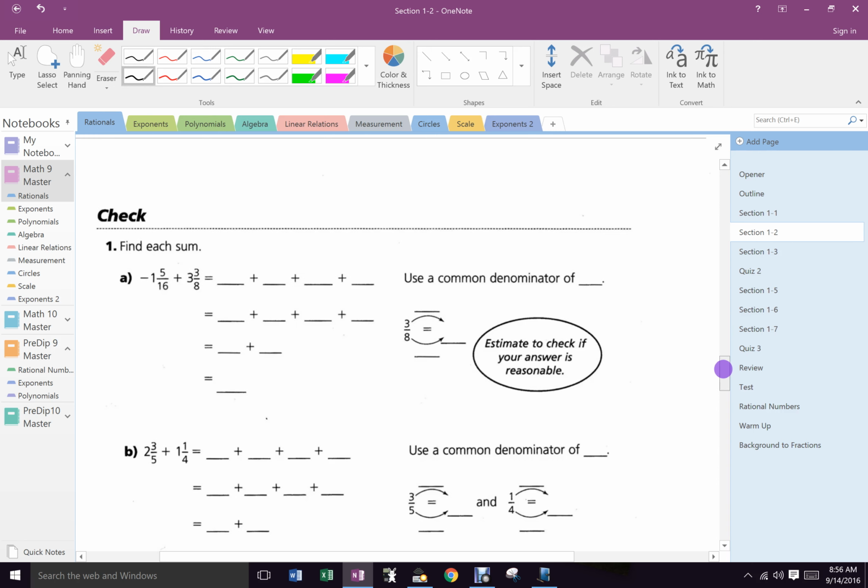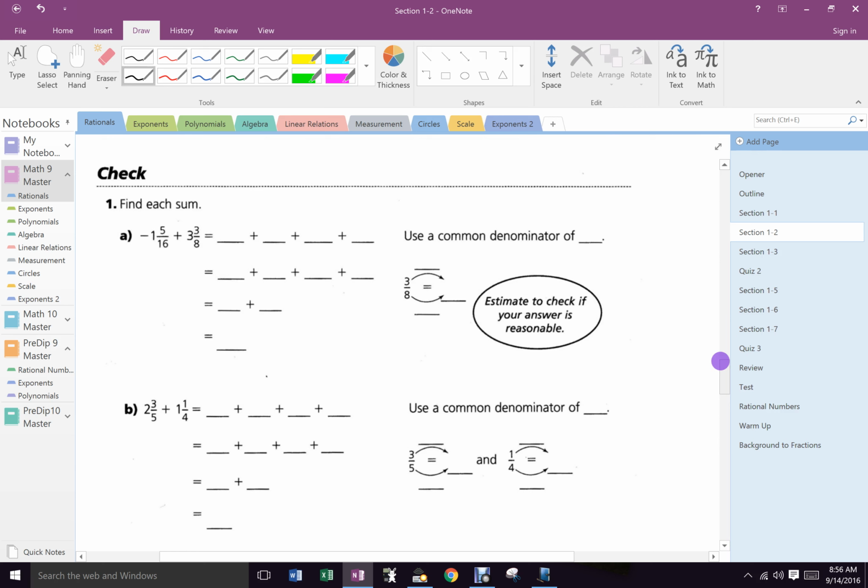All right, here we go. Now, guys, listen to me, please. These blanks are not necessarily there to all be filled in. Do you understand? This is to help you practice showing work.